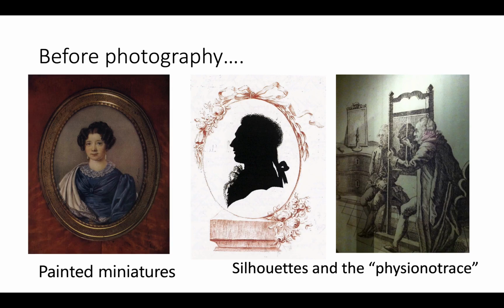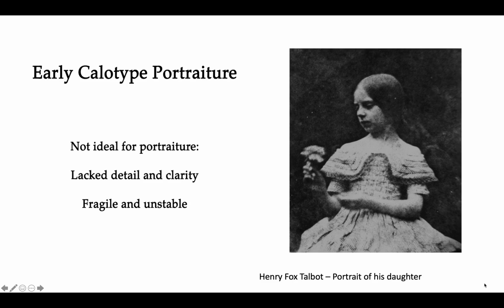Now, the advantage of the photograph, of course, was not simply that it could be made less expensively, but also that it was very accurate and realistic. There were two processes of photography that emerged at the very same time in the early 19th century, in 1839 to be exact, one in England and one in France. And those became the earliest and most important forms of photography.